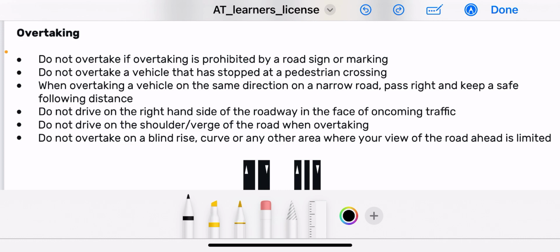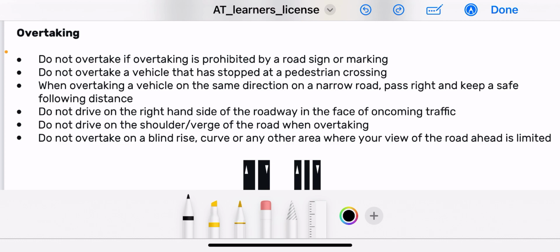So we are covering overtaking. We are continuing with the session that we were doing yesterday on the rules of the road. Now we're moving to overtaking. I don't know if this section is going to become a 3-part or 4-part series, but this is part 2.